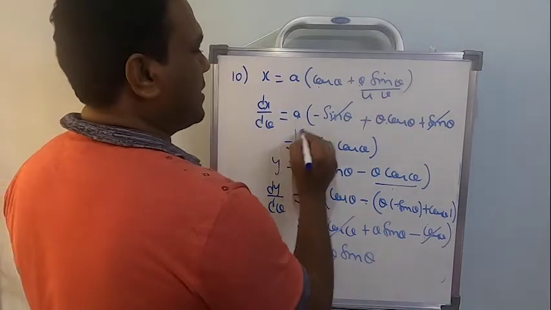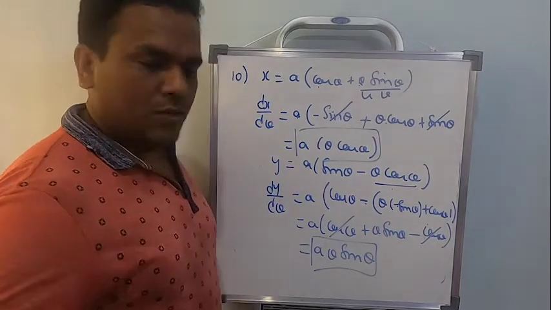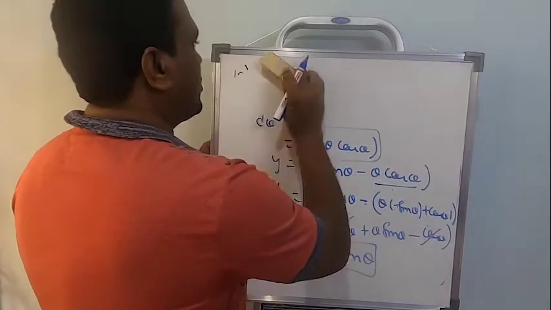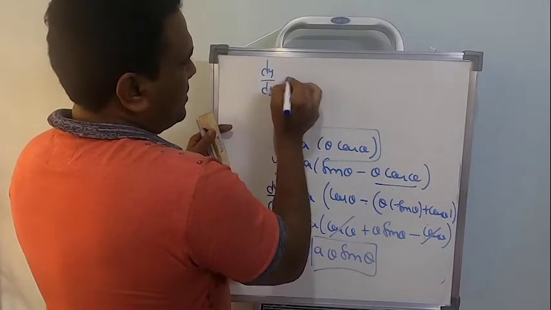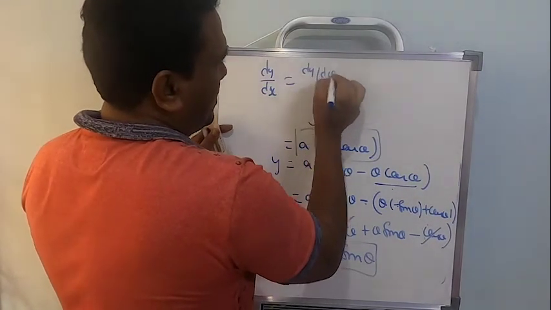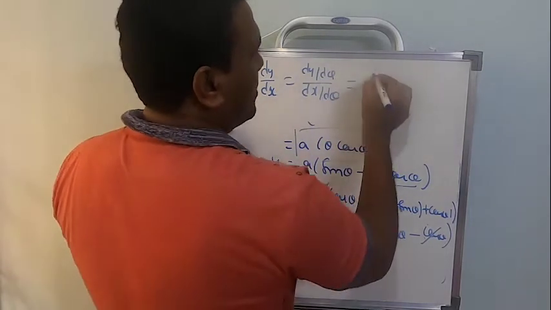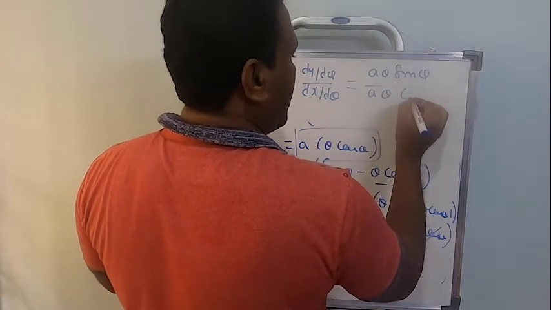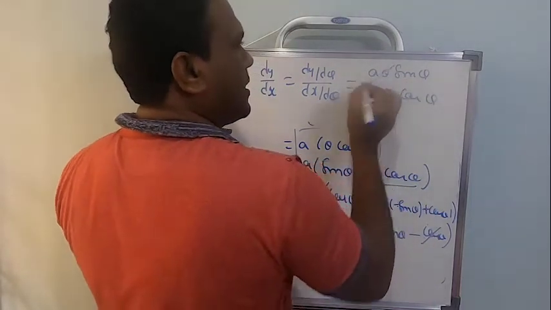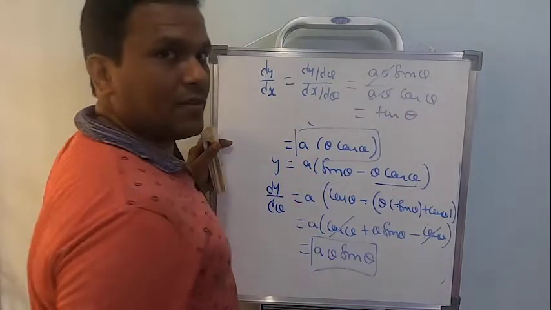Now we already have written dx by d theta, and this is the value of dy by d theta. So finally I should write dy by dx. dy by dx will be dy by d theta divided by dx by d theta. What is dy by d theta? a theta sin theta, and here it is a theta cos theta. Get cancelled, sin by cos will be tan.